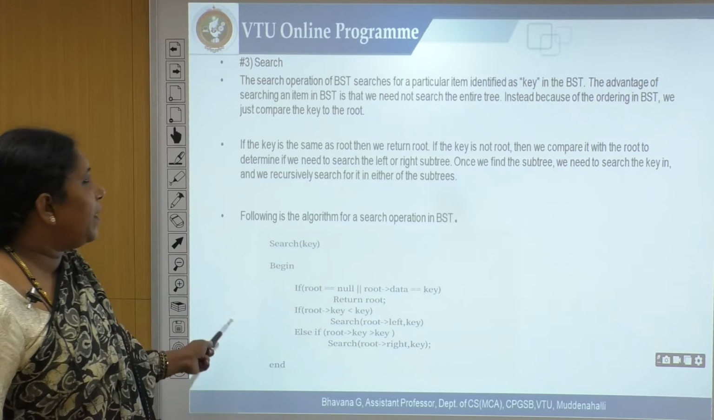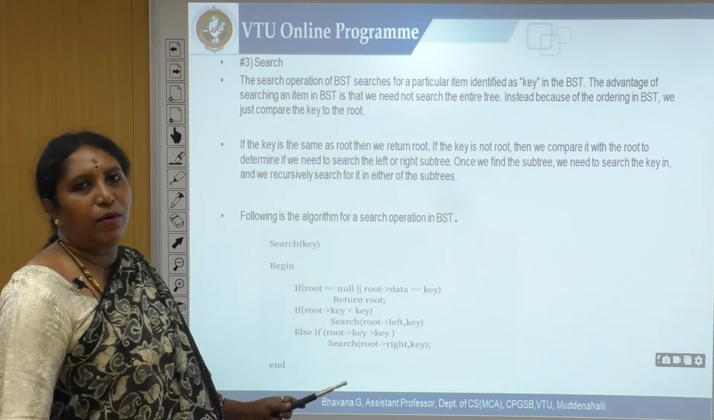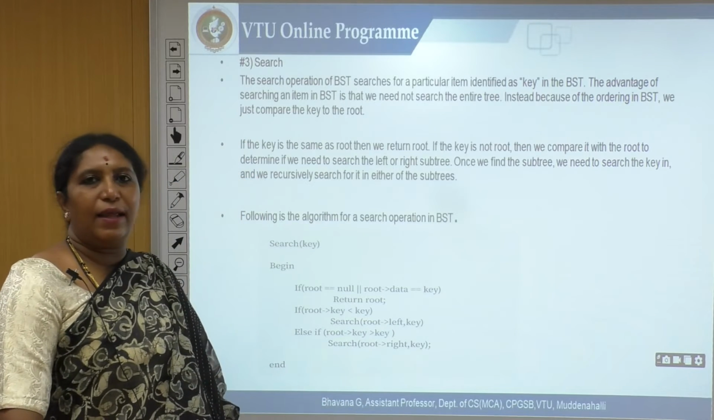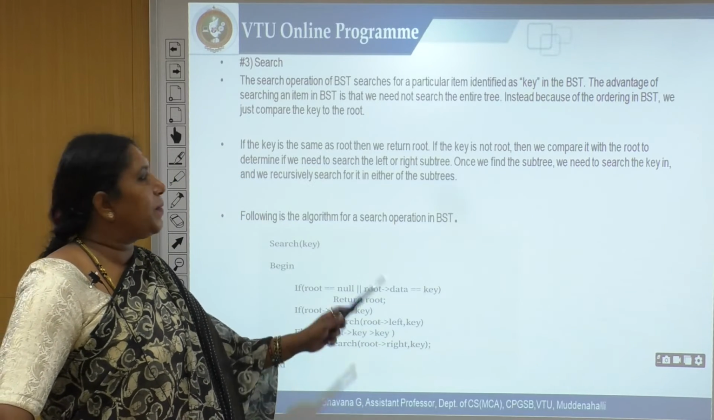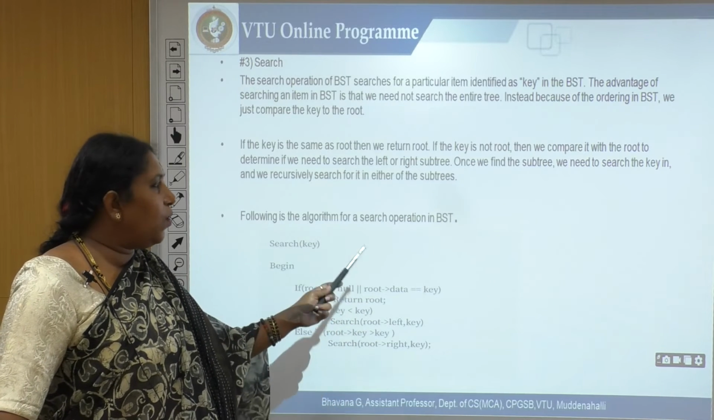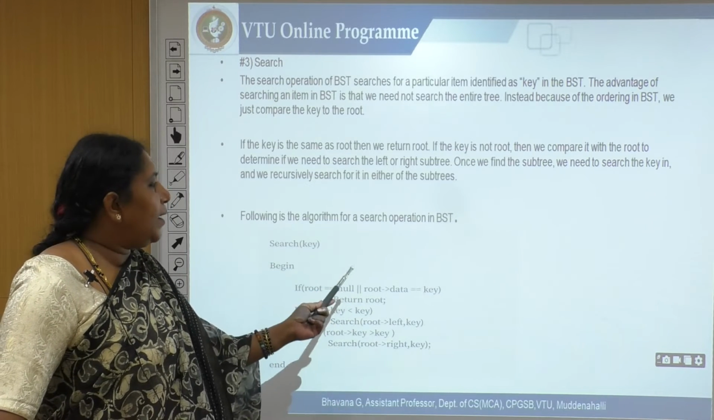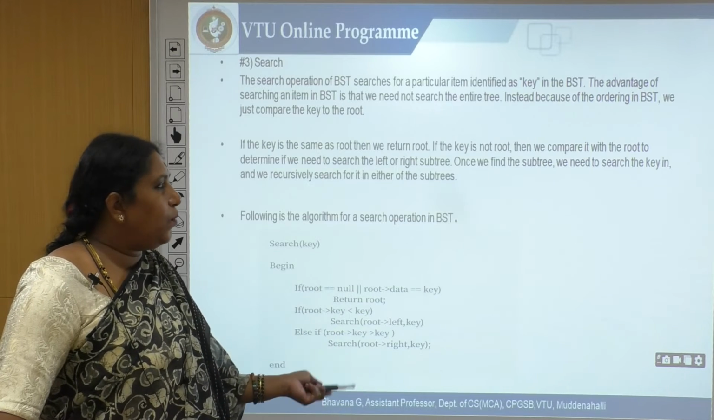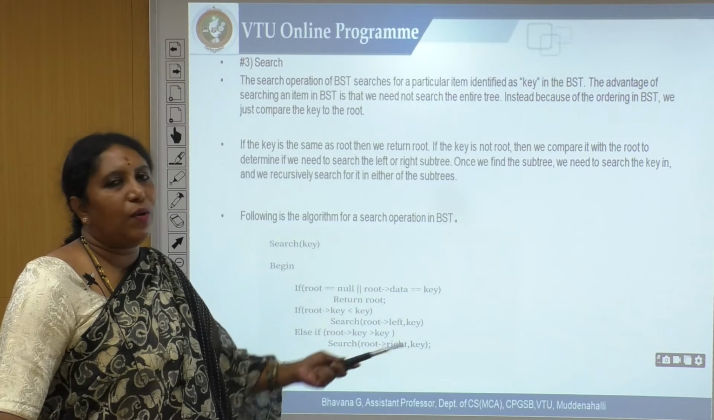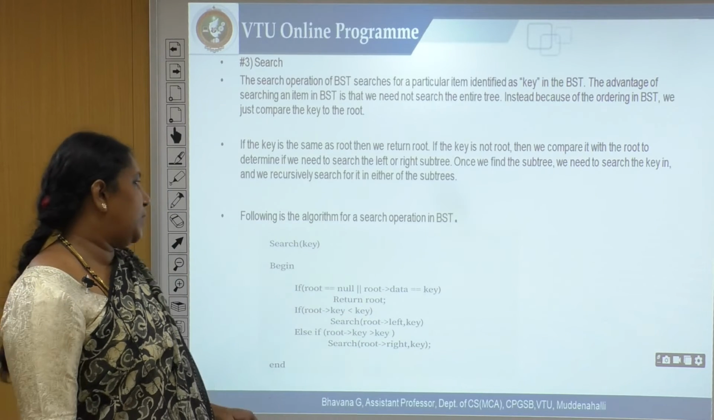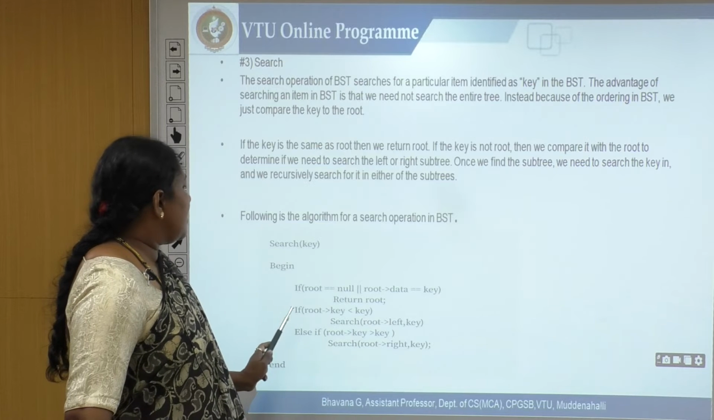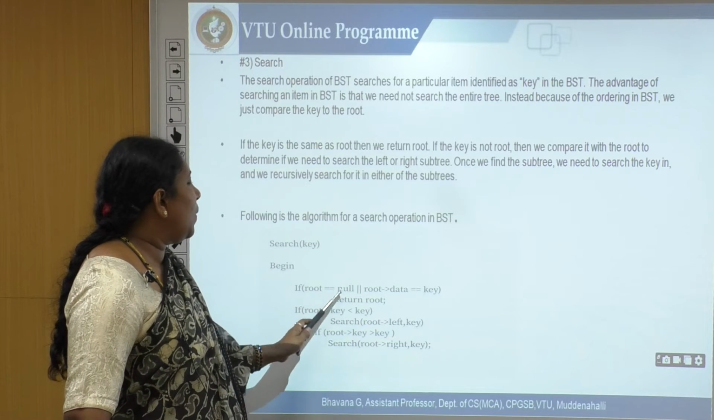Next part is searching. This is one more important operation of a binary search tree: searching for a key element inside a binary search tree. We know that a binary search tree has a unique order, every element has a unique value, and the left subtree is always lesser than the root, and the root is always lesser than the right subtree.